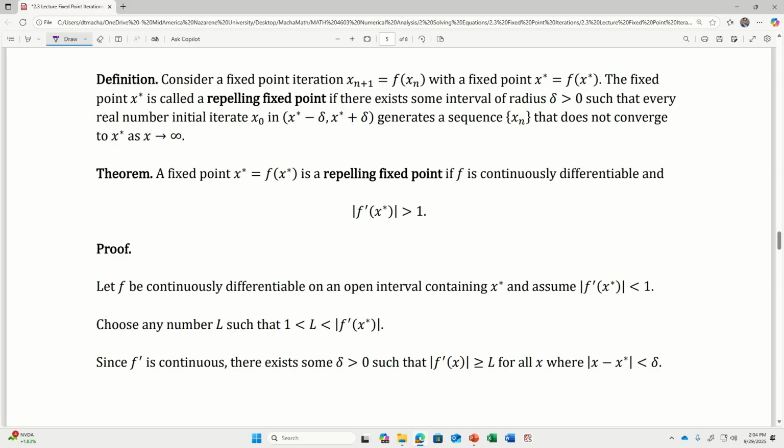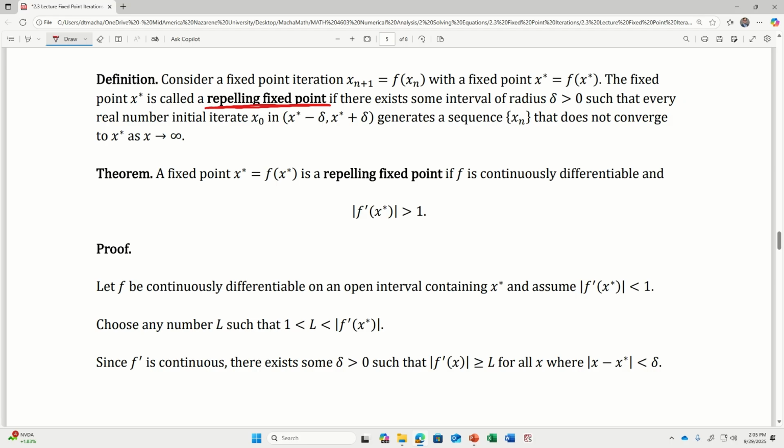This time I'm talking about repelling fixed points. So if you have a fixed point iteration and some fixed point, then that fixed point is going to be a repelling fixed point if there exists some interval with a non-zero radius around that fixed point such that any initial iterate in that interval is going to generate a sequence that does not converge to the fixed point. It might diverge, it might enter a cycle, it might do something, but whatever happens, the initial iterates inside that interval are eventually going to leave that interval. They're not going to stay there.